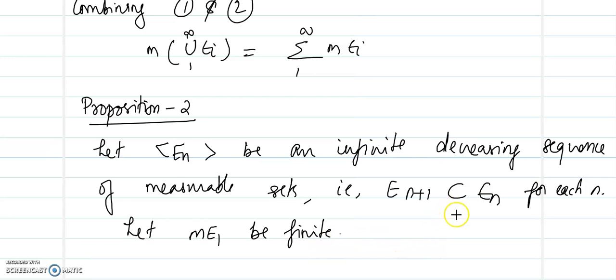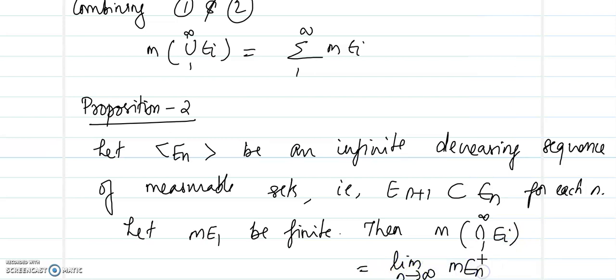So each E_{n+1} is contained in E_n. So E_2 will be a subset of E_1, then E_3 will be contained in E_2, and so on. If M of E_1 is finite, then M of intersection 1 to infinity E_i will be equal to the limit as n tends to infinity of M of E_n. So the proposition states that if you have a sequence of measurable sets such that E_{n+1} is contained in E_n, and if M of E_1 is finite, then M of the intersection of all E_i's will be equal to the limit as n tends to infinity of M of E_n.